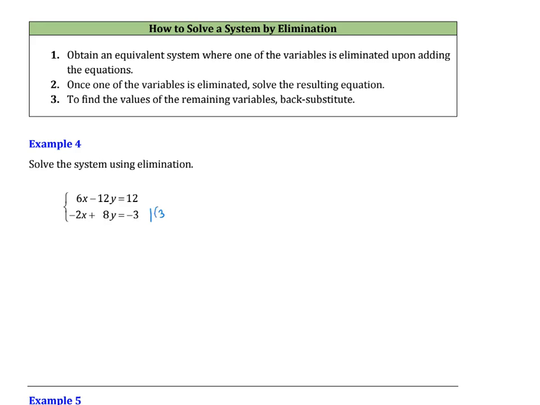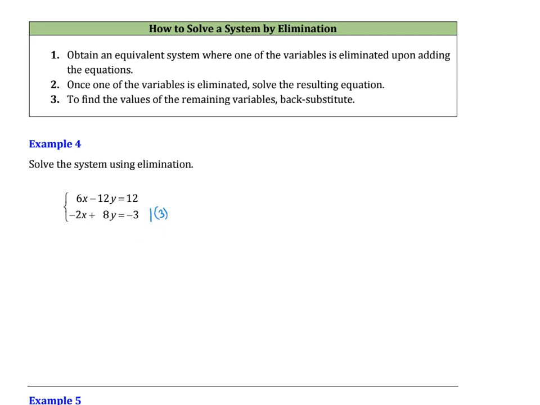Now, what I'm not doing is putting parentheses around the equation. That doesn't make sense. You can't multiply an equation by a number. You can multiply both sides of an equation by a number. So the way we denote that is a vertical bar to the right of the equation, and then I'm multiplying it by 3.